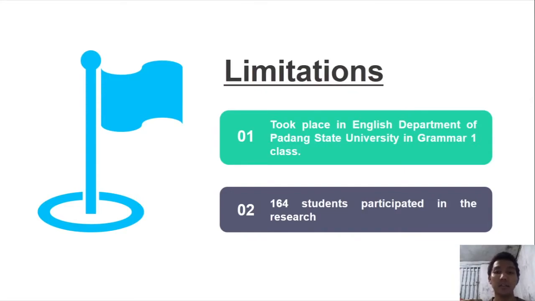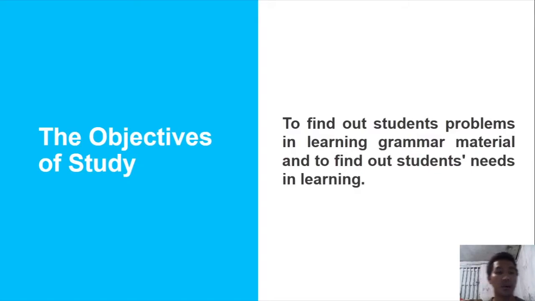The next is the limitations. This research took place in the English department of Padang State University in the Grammar 1 class. There were 164 students who participated in this research. The next is the objectives of the study. This research is to find out students' problems in learning grammar material and to find out students' needs in learning.